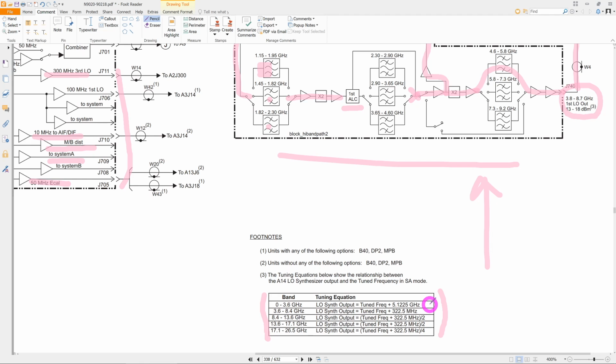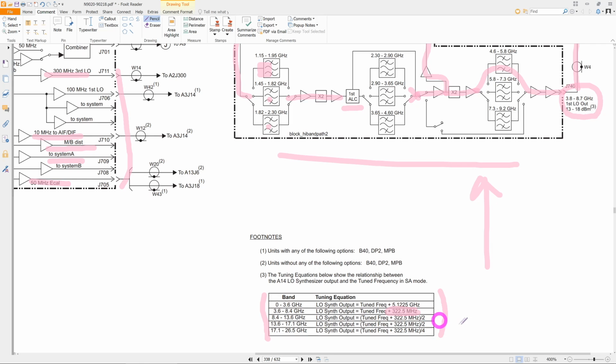It has a huge offset in frequency because the low frequencies are up converted, and that's the reason. But as soon as you go between 3.6 to 8.4 gigahertz, the LO synthesizer output is going to be the tuned frequency plus 322.5 megahertz, which is our first IF frequency. So it's all really clear.